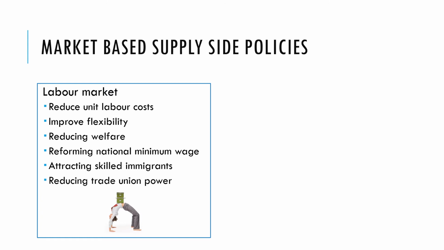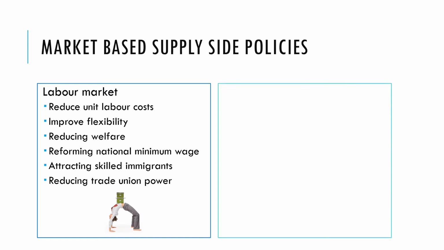And the last one is to reduce trade union power. Trade unions often are involved in collective bargaining, where they demand a certain level of wages for their members. Reducing the trade union power should have an impact of reducing wages in the marketplace, and again lowering costs to businesses, encouraging them to increase their scale of production.